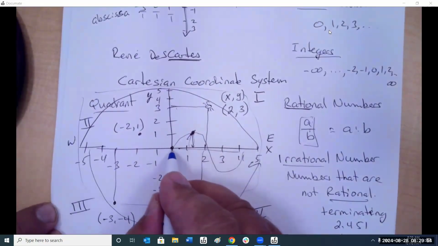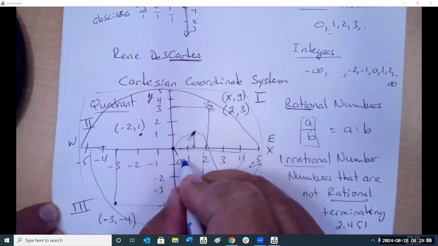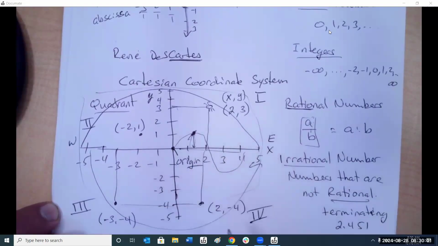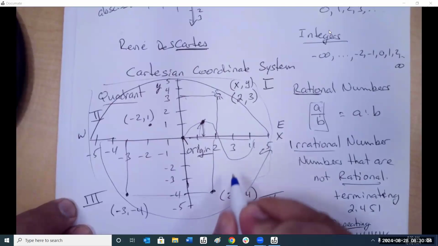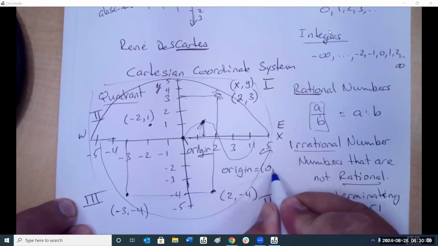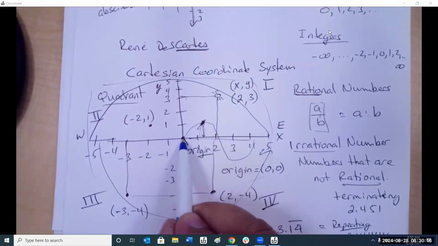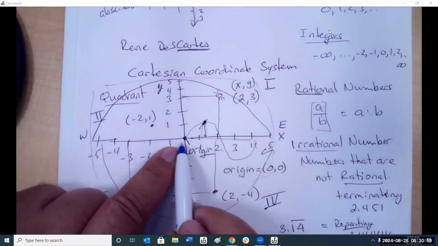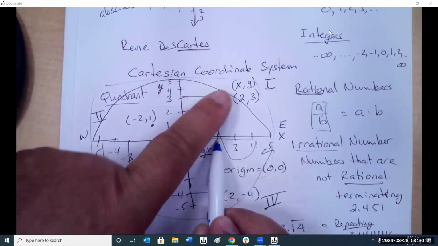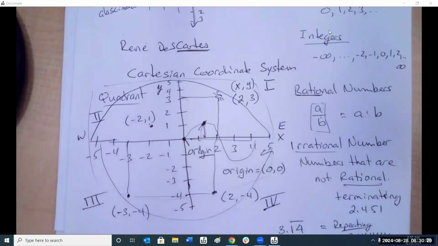What do we call the center point here? The origin. The origin is the location of 0 before anything happens, and that's where you start with everything. That's the origin. That's the beginning. If we go to this point, we start from 0, 0. We go 2 to the right since it's positive and up 3. This one, we start here. Go 2 to the left since it's negative and up 1.